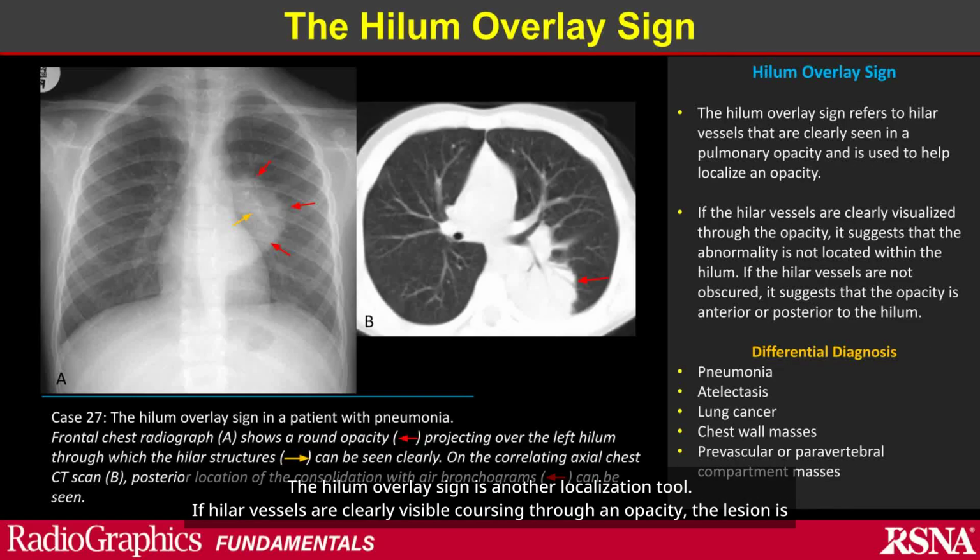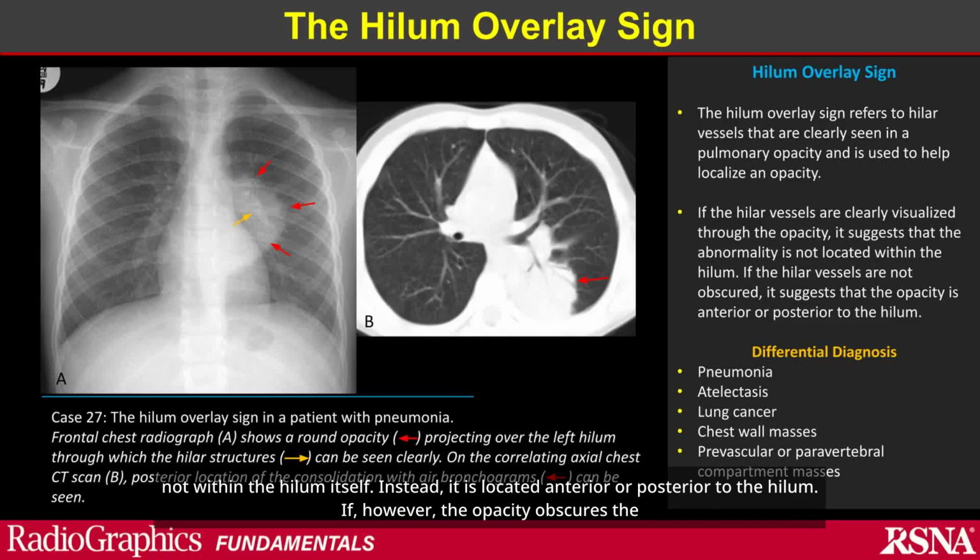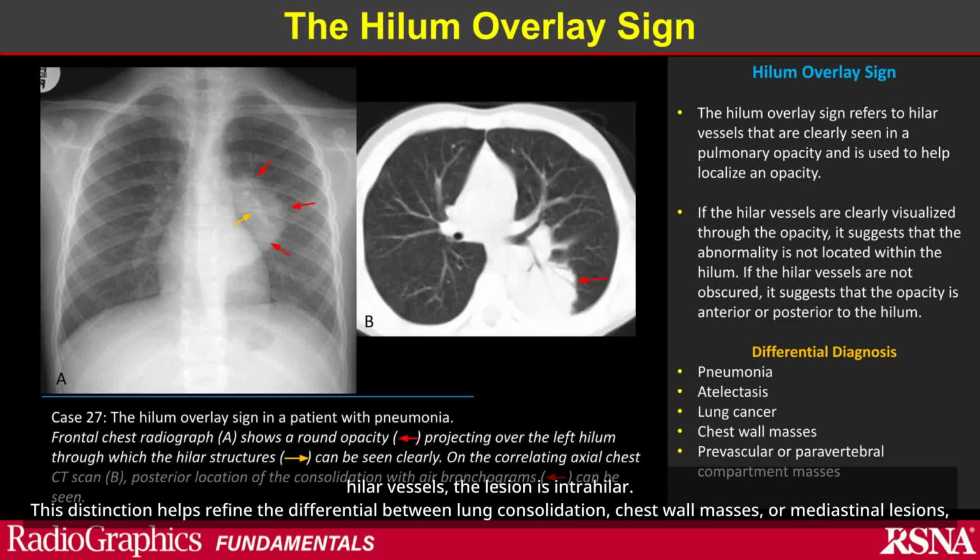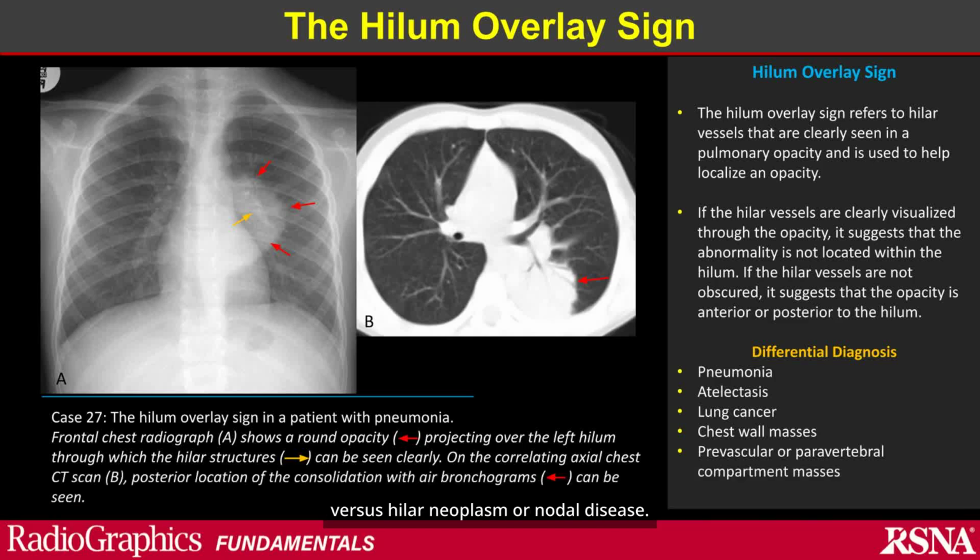The hilum overlay sign is another localization tool. If hilar vessels are clearly visible coursing through an opacity, the lesion is not within the hilum itself. Instead, it is located anterior or posterior to the hilum. If, however, the opacity obscures the hilar vessels, the lesion is intrahilar. This distinction helps refine the differential between lung consolidation, chest wall masses, or mediastinal lesions versus hilar neoplasm or nodal disease.